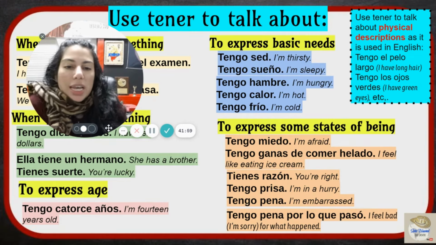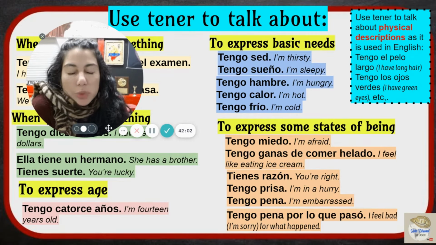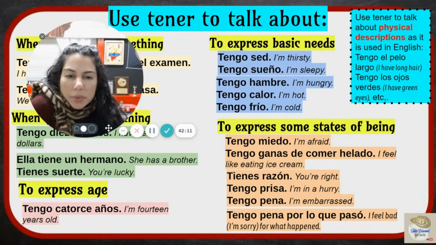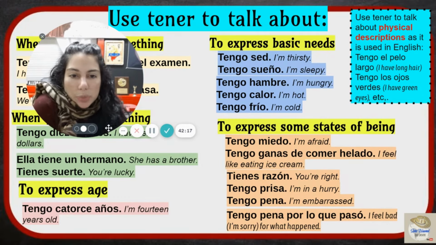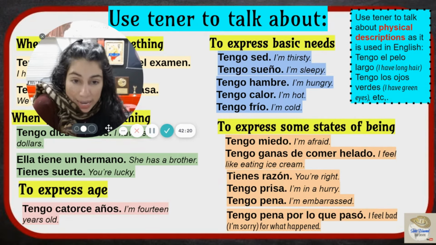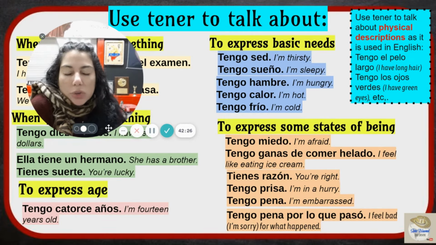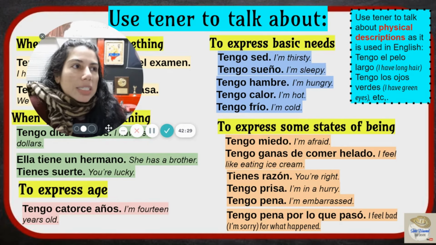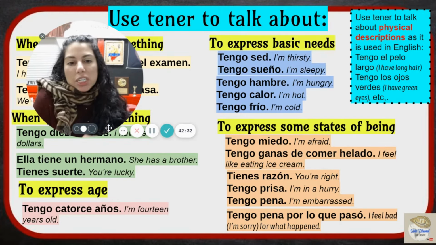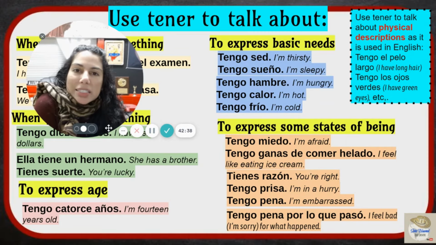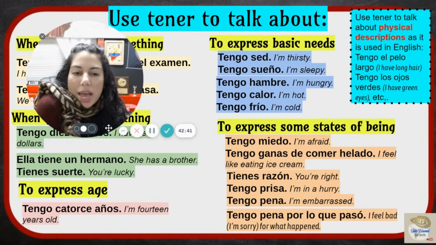So we use tengo. We also use tener to express some states of being. For example, if you say, I'm afraid. In Spanish, we use the verb tener, so we would say tengo miedo. So miedo is fear, so I have fear, tengo miedo. Tengo ganas de comer helado. I feel like eating ice cream. Tengo ganas is an expression we use in Spanish. Tengo ganas de is I feel like doing whatever. Tengo ganas de comer, so I feel like eating. Or tengo ganas de correr, I feel like running. Or tengo ganas de comprar, I feel like buying. So tengo ganas de is that expression in English, I feel like whatever.